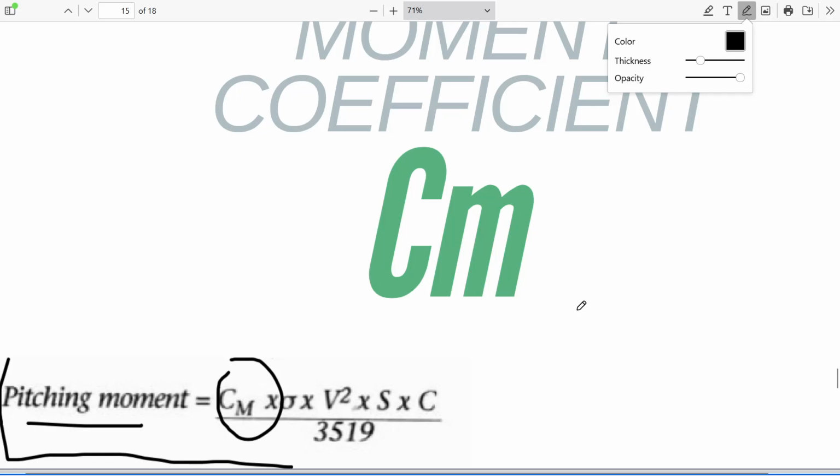As I have already said it twice, I'm saying it thrice. We can't exactly predict the pitching moments, but we can predict its behavior and how much it might be by Cm, because it's directly proportional to it.